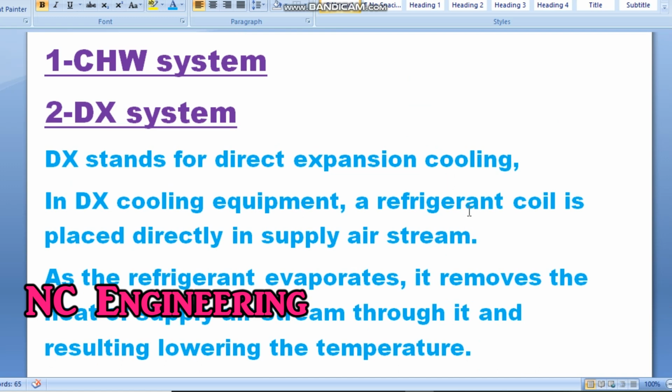DX stands for direct expansion cooling. In DX cooling equipment, a refrigerant coil is placed directly in contact with the supply air stream, and the refrigerant coil is fitted with aluminum fins to increase the area of heat transfer. So when the air is passed through these coils and fins, it gives up its heat to the refrigerant inside the coil and gets cold. As a result, it supplies cold air to the room.